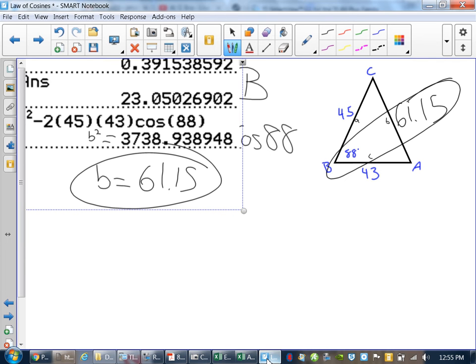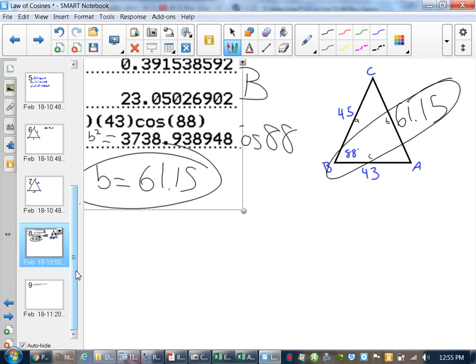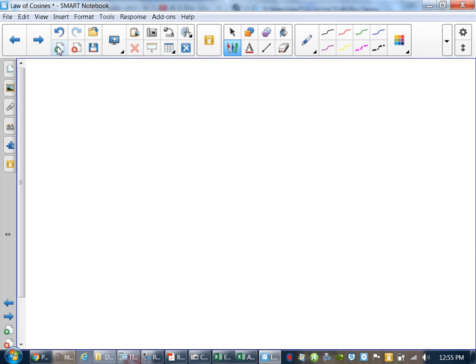Let's try it again. Yeah, you only ever have to use law of cosines once. After you use it once, then you can go right to law of sines. No, tonight we're just going to do cosines. I want you to get used to using cosines first, and then we'll mix it all together.